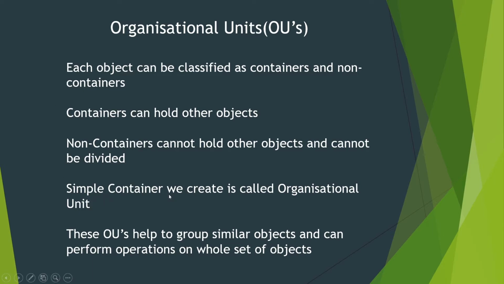And the simple container we create is called an organizational unit. This is the very simple organizational unit you are going to create in Active Directory. It is like a simple folder. So why do you need to create this organization unit? This unit consists of many other objects that are similar to each other. These OUs help to group similar objects and perform operations on the whole set of objects.